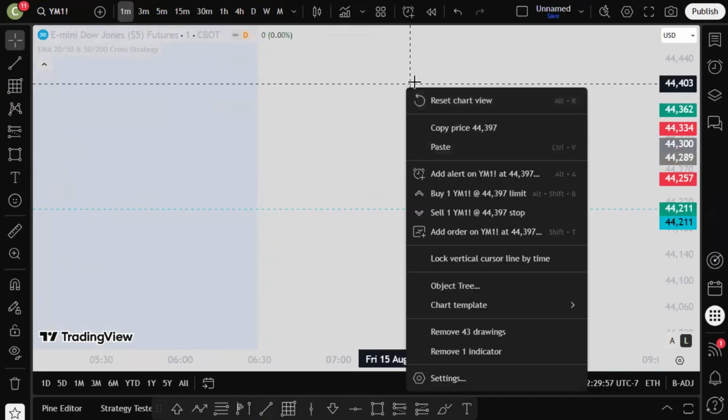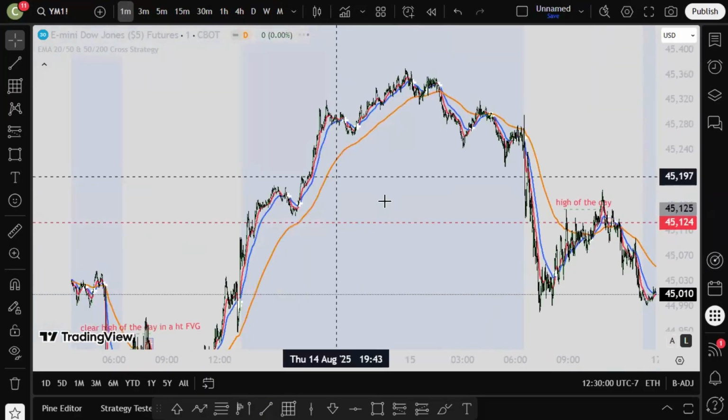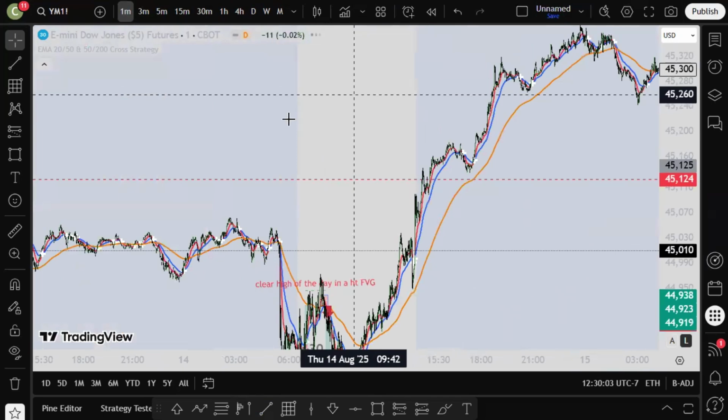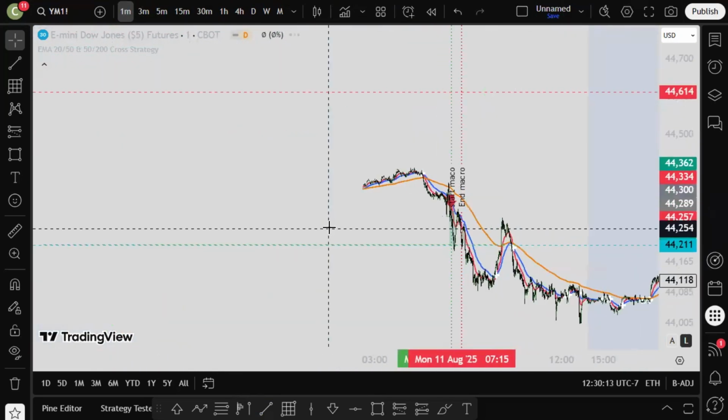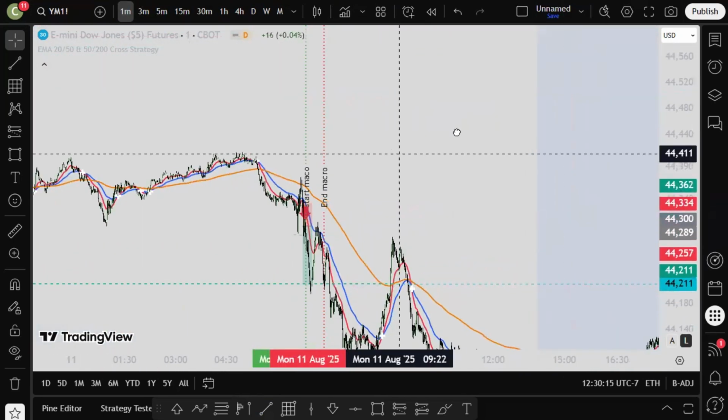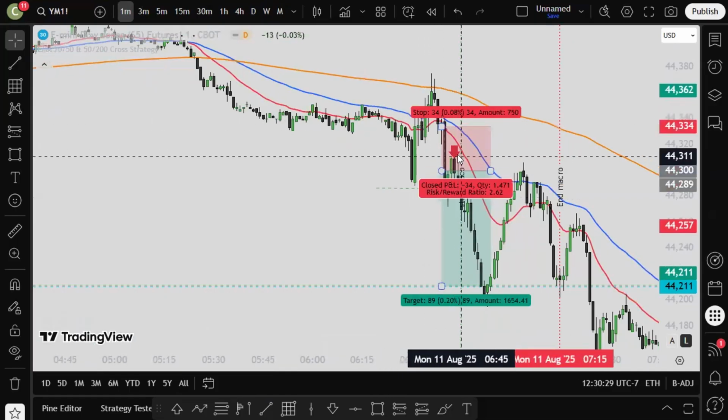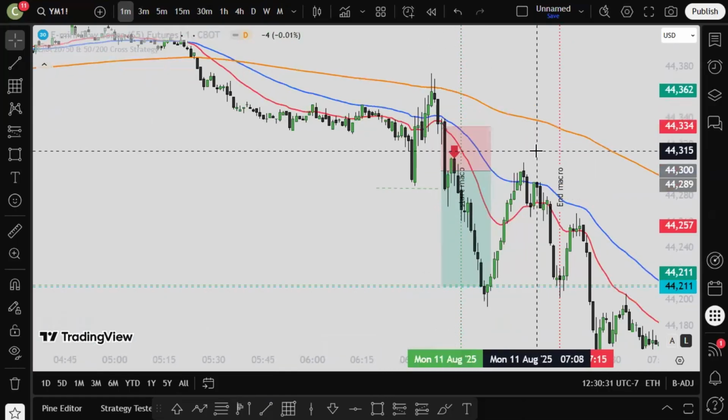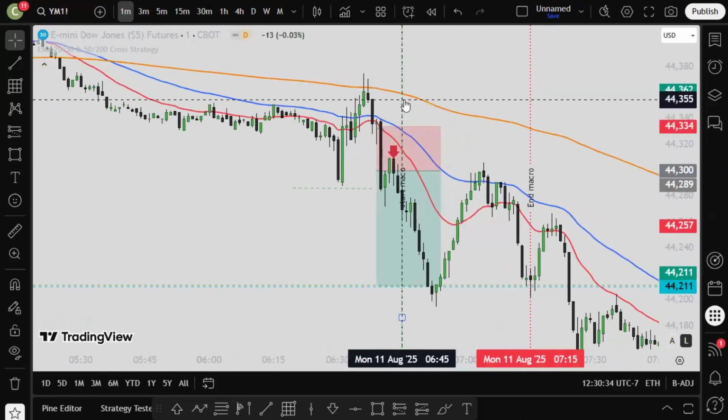I have it recorded 88 for the day, right? That is the continuation model. That one's money because it's the first fair value gap that presents itself of the day. It's just continuation displacement, first fair value gap that presents itself. Basically, that's it in a nutshell.